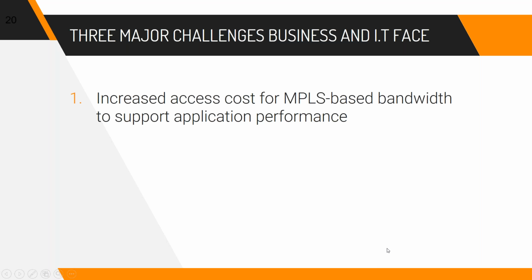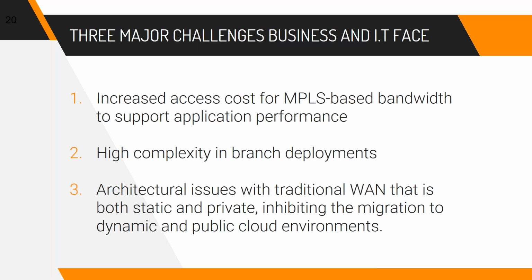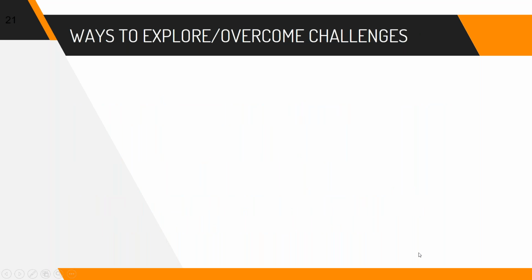Like we talked about, you've got the increased access costs for MPLS-based bandwidth. You've got high complexity in branch deployments, and then potential architecture issues which won't allow you to be as flexible as you need to, as we see more and more of the market moving to the cloud. And we see more and more of that infrastructure and those services being moved out to where we need access to the internet so that we can get to the information we need to function as a business.